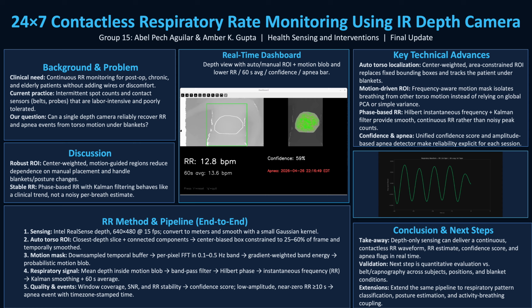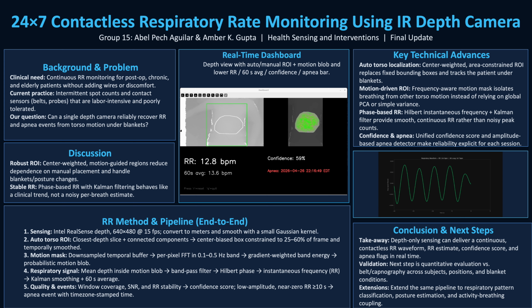Fixed ROIs and naive variance maps were too fragile under blankets and posture changes, and global PCA picked up a lot of non-respiratory motion. That pushed us towards a center-weighted auto ROI plus a frequency-aware motion mask, which is less common in depth-only bedside setups compared with fixed chest patches or purely global maps.